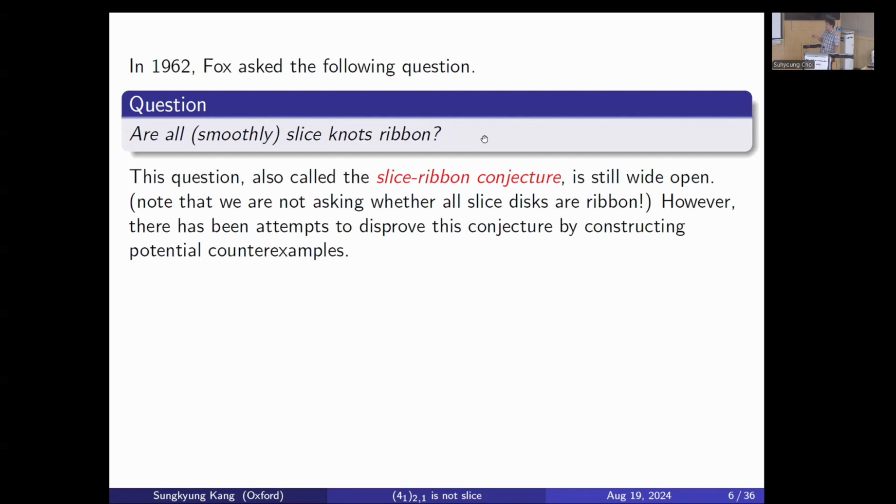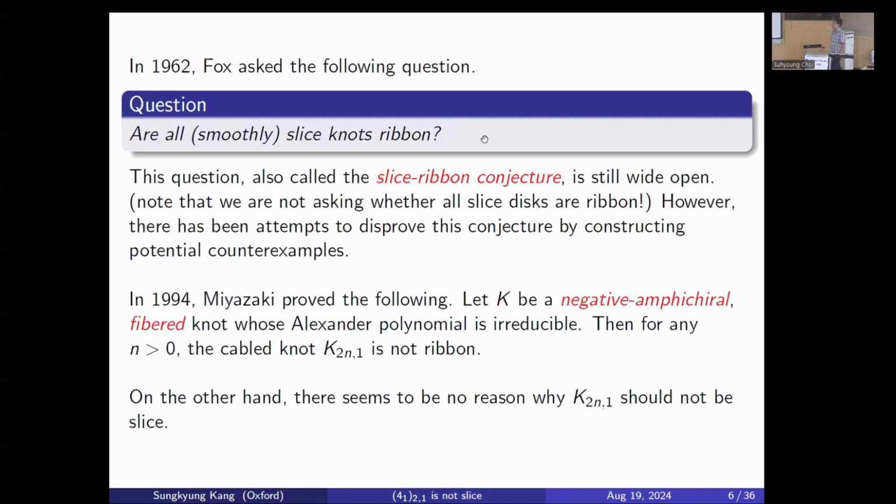However, there have been attempts to disprove this conjecture, because many people think it is false, by constructing potential counterexamples. One of the most famous approaches was given by Miyazaki in 1994. What he proved is that if you have a negative amphichiral fibered knot, where negative amphichiral means that if you take the mirror image of your knot, it's isotopic to itself but with orientation reversed, and we assume further that its Alexander polynomial is irreducible, the simplest example of a knot satisfying all these conditions is the figure eight knot.